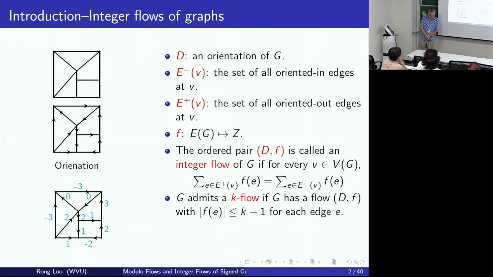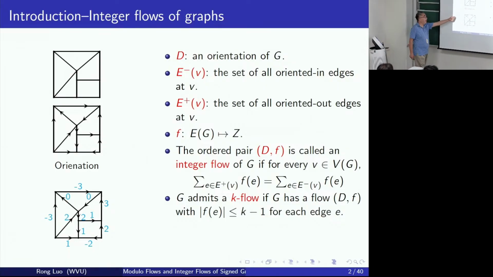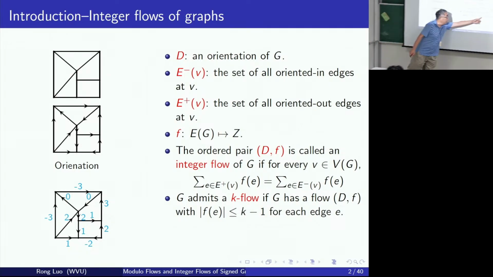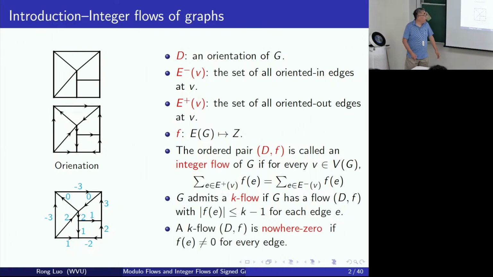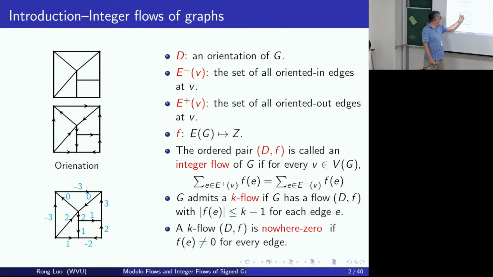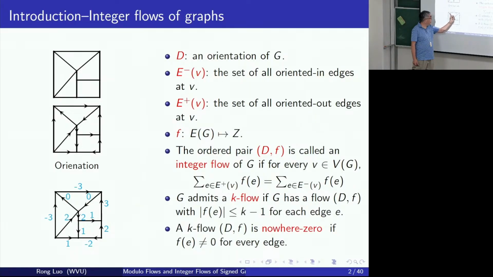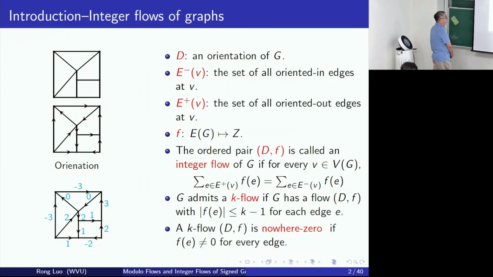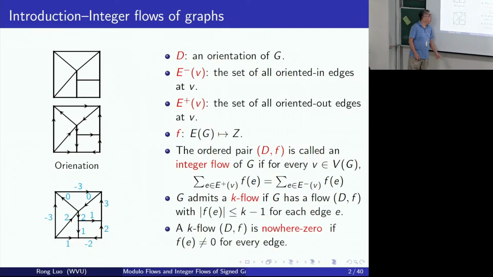And usually, what does a k-flow mean? It means the flow value cannot be very large. A k-flow means the absolute value of each edge is at most k minus 1. It's not k here, it's k minus 1. Of course, you can assign 0 to each edge, but that's not interesting. If the weight of an edge is 0, we can ignore it, so we are more interested in nowhere-zero flows. A k-flow is nowhere-zero if the flow value of each edge is non-zero. So this one is not a nowhere-zero flow.